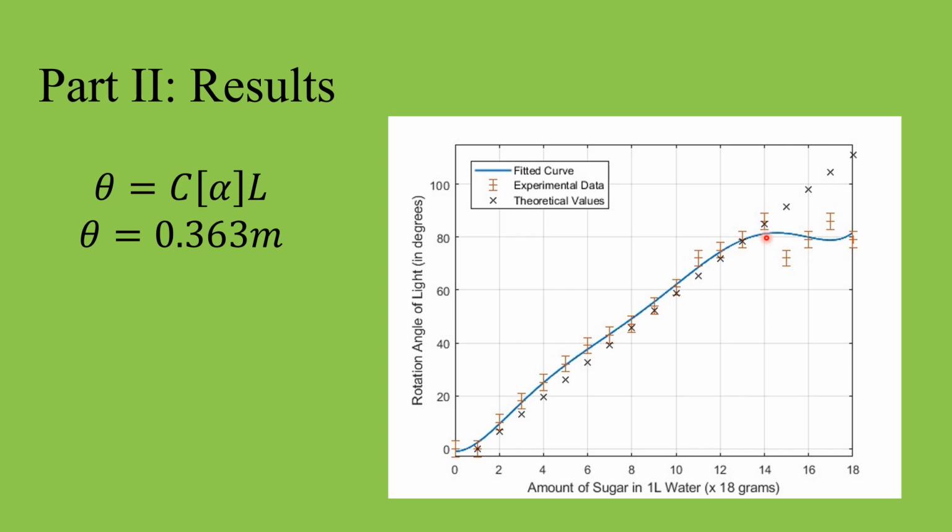We think that this difference has occurred because as we add more sugar to the water, it becomes harder and slower for the sugar to dissolve in the water. So we think that we probably didn't wait long enough, or we couldn't mix it properly up to this point. So that would explain why our experimental data stayed roughly constant, because the amount of sugar dissolved in the water didn't really change, whereas the theoretical values continue to increase.